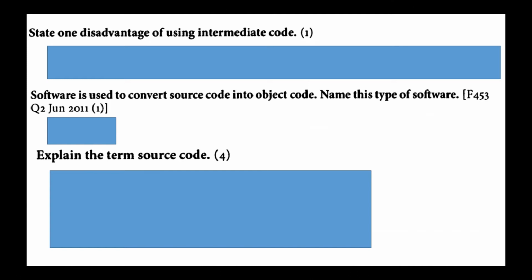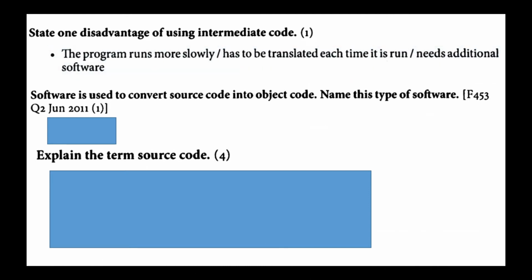Right then, so here are the answers. State one disadvantage of using intermediate code. Now I think I did actually cover this. If not, I'm sorry. So here we go. Ooh, I didn't click on it, that's why. The program runs more slowly, and or you could have said it has to be translated each time it's run, or needs additional software. I'll probably just say one disadvantage is the first one, which is that the program runs more slowly. And I might just add a little bit extra just in case I've messed something up anywhere.